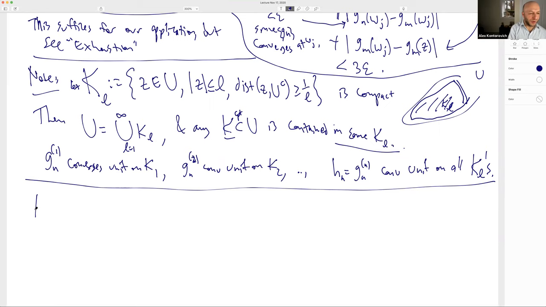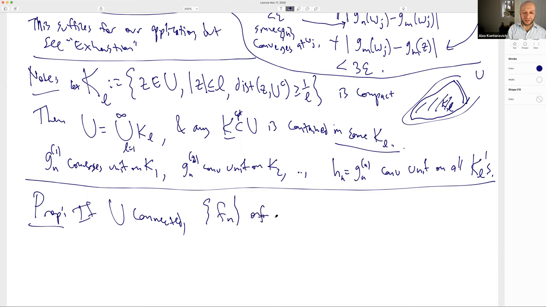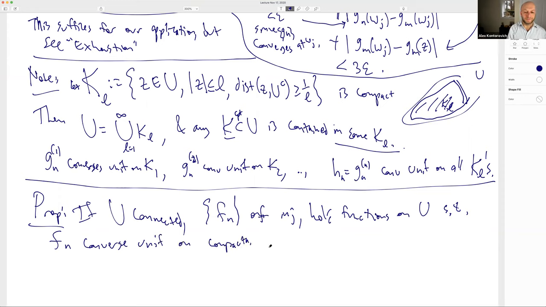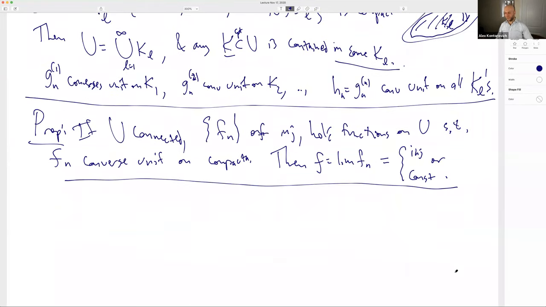So we need one more application, a proposition. If I have a set U which is connected, and a sequence Fn of injective holomorphic functions on U, such that the Fn converge uniformly on compacta, then F, which is the limit of the Fn's, is either injective or constant. This is one last proposition we'll need in the proof of the Riemann mapping theorem.